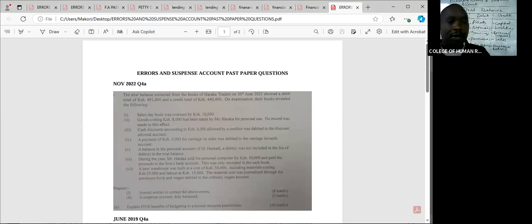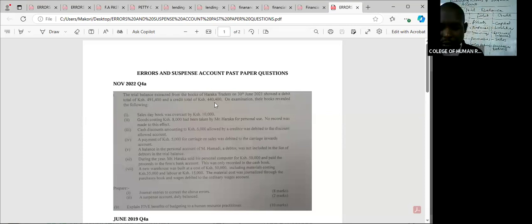So if you read the question from the top, it says that the trial balance extracted from the books of Haraka Traders on 30th of June 2021 showed a debit balance of 491,400 and a credit total of 440,400. You can see those figures are not the same. Debit has 491,400. Credit has 440,400.